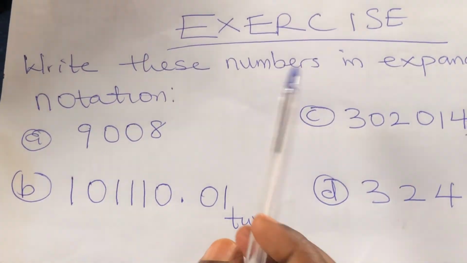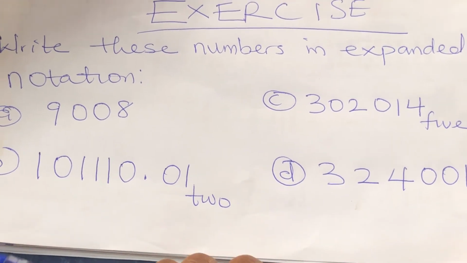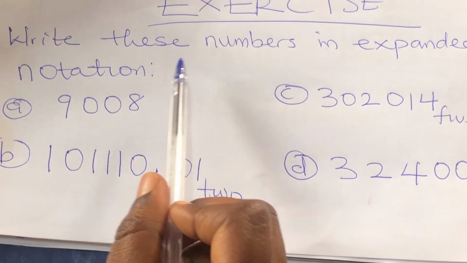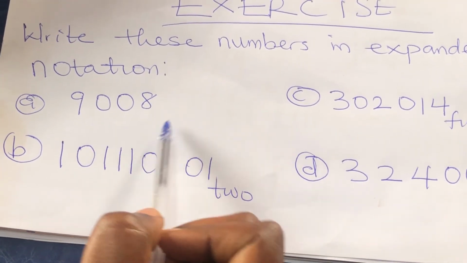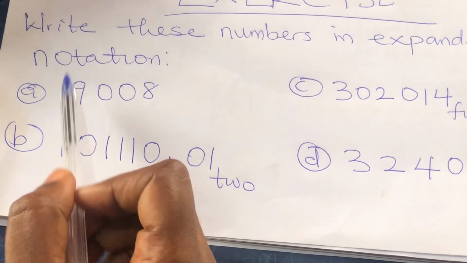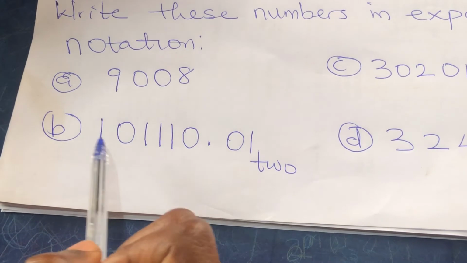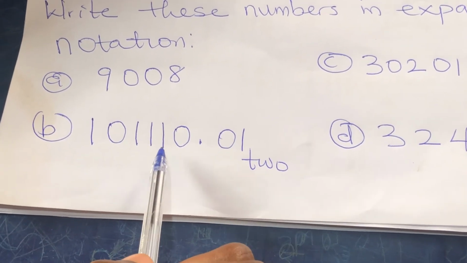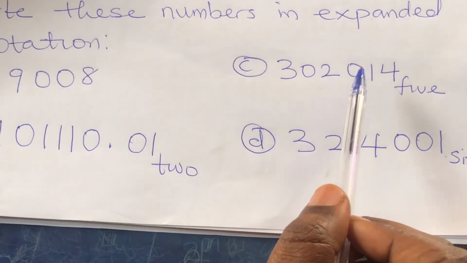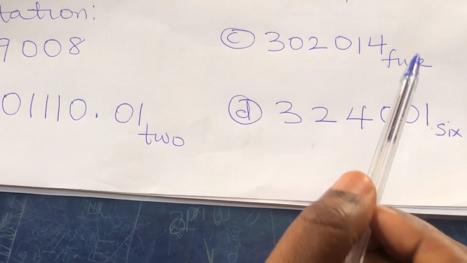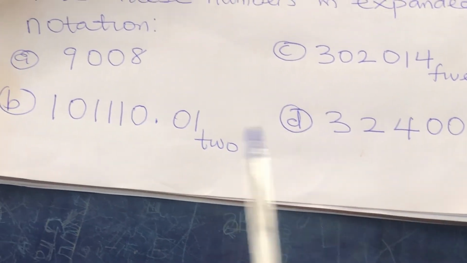So here is an exercise for you to do. You can write it in the comment section for me, and I'll go through it. Write these numbers in expanded notation. A, 9008 without any base. I told you if you find any number without any base, you should know what it means by now. Now, B, 10111.01 base 2. C, 302014 base 5. D, 324001 base 6. So you have to expand them.